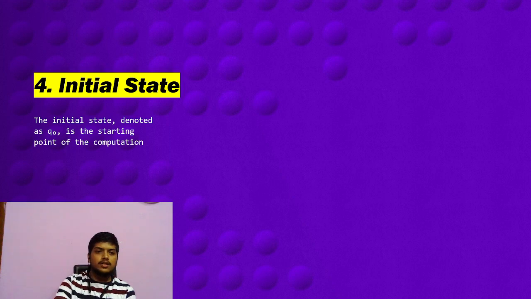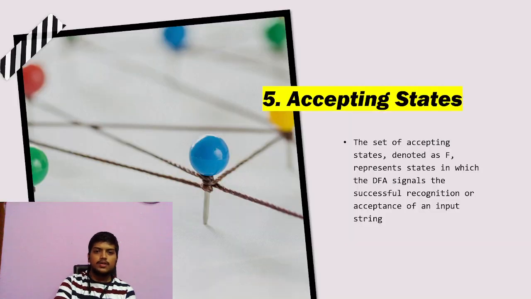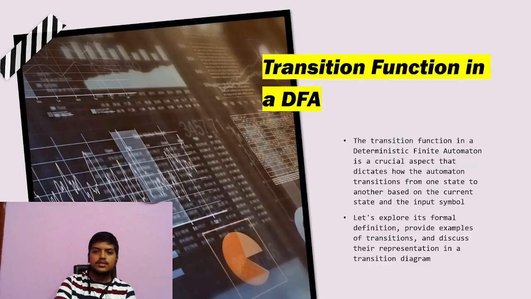The initial state, denoted as Q0, is the starting point of computation. The set of accepting states, denoted as F, represents the states in which the DFA signals the successful recognition or acceptance of the input string. Now, transition functions in a DFA.